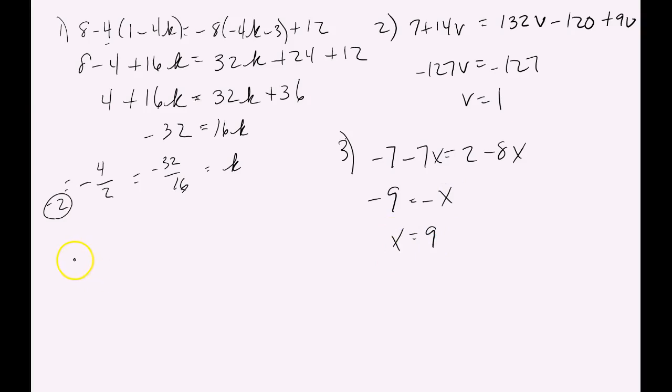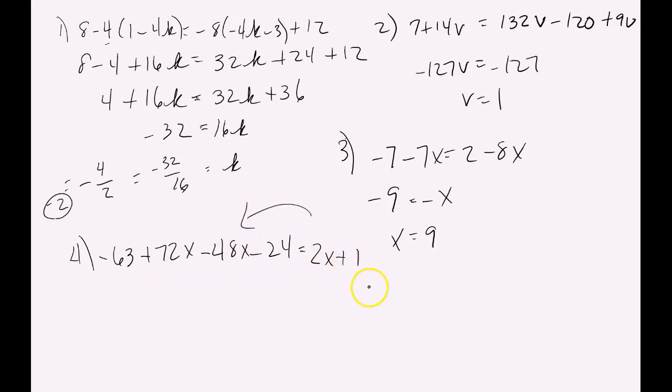And then with number 4, this looks especially fun. Let's distribute this. -63 plus 72x minus 48x minus 24 equals 2x. That was kind of written silly, plus 1. Okay, so I just kind of simplified as I wrote this problem down. Now I'm going to move all my x's this way, all my numbers the other way.